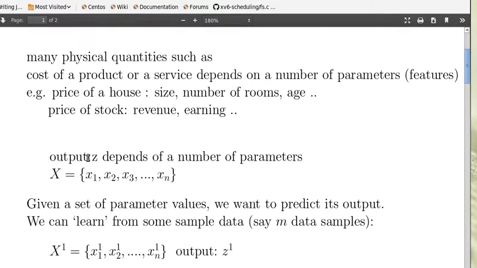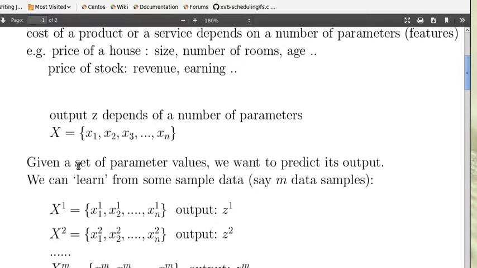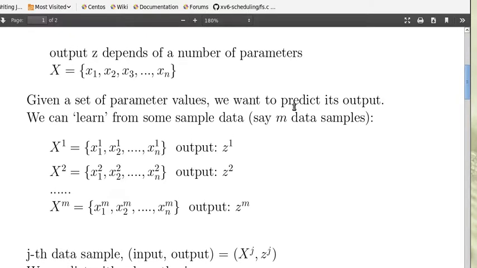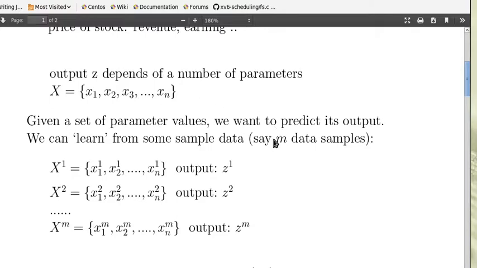So we can consider the output, say the cost, z, is a variable that depends on a number of parameters, x. So x is a set that contains n parameters, x1, x2, x3, up to xn. Now, given a set of parameters, we want to predict its output. We can learn from some sample data, say m data samples. Now, be careful of this m and this n. They are different. This n is the number of features, and this m is the number of data samples.